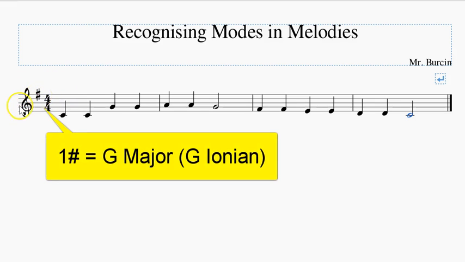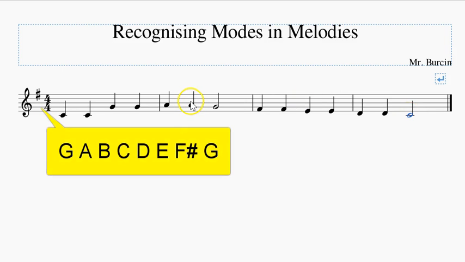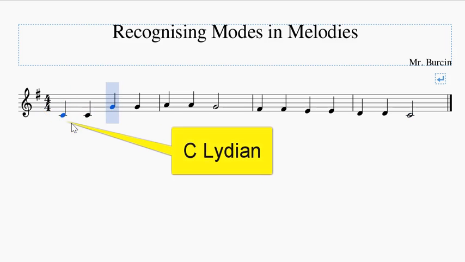One sharp suggests the Ionian or major key of G. So if G is my Ionian, what's C? G, A, B, C: C is the fourth degree of the scale. Therefore, I am in Lydian mode. And it sounds like this.